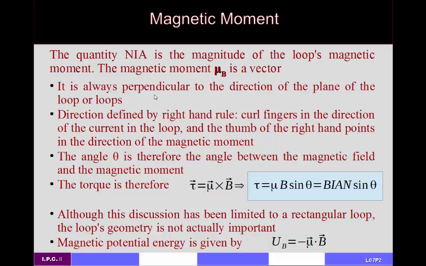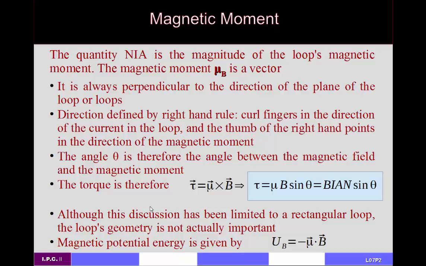And this magnetic moment is always perpendicular to the plane of the loop or loops. That is to say, it is in the direction perpendicular to the plane enclosed by the area. So in other words, we could have written NI times A vector, where A is the area vector for this coil. And the direction is given by the right-hand rule. Just curl your fingers in the direction of the current of the loop, and your thumb is going to point in the direction of the magnetic moment. So that determines which direction this area vector should actually be pointing in.